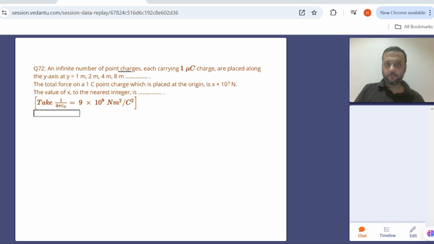An infinite number of point charges, each carrying 1 microcoulomb, are placed along the y-axis. So basically, if this is the origin and this is 1 microcoulomb, this is also 1 microcoulomb, this is also 1 microcoulomb, and from the origin this is at the distance 1, this is at the distance 2, this is at the distance 4, and so on and so forth. So we have to find the total force acting on the 1 coulomb which is placed at the origin.